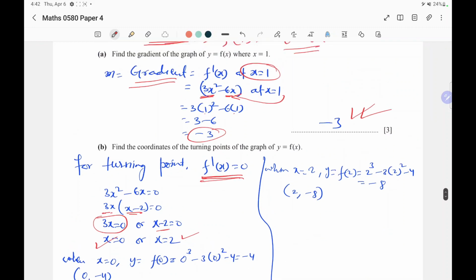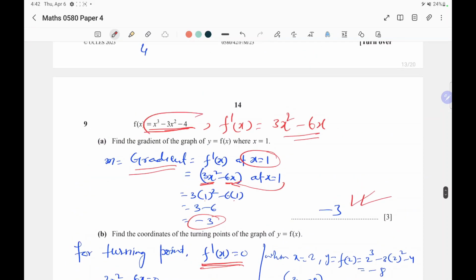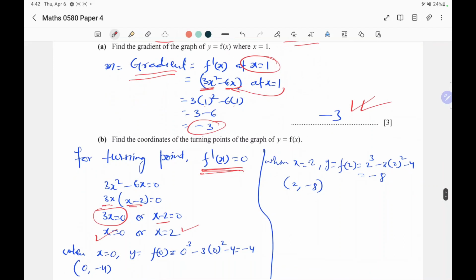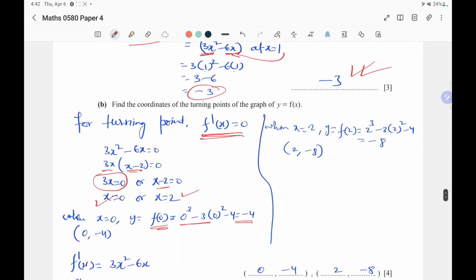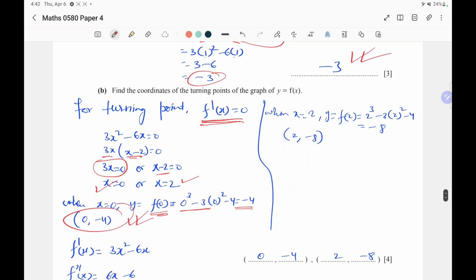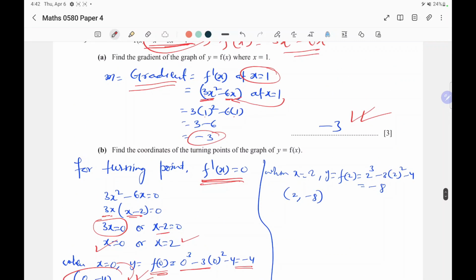So put x equals 0 in your function over here. So 0 cubed minus 3 times 0 squared minus 4. So when x is 0, y is f(0), which is 0 cubed minus 3 times 0 squared minus 4, y is minus 4. So I got 0 comma minus 4. Okay, this is my first turning point.